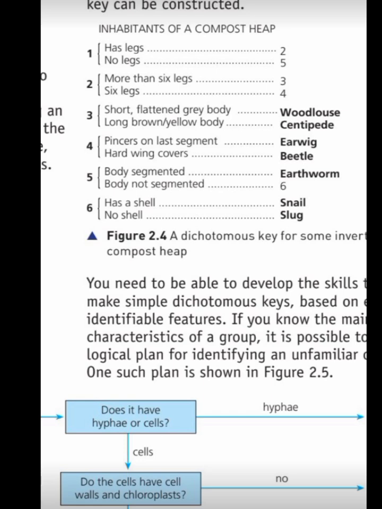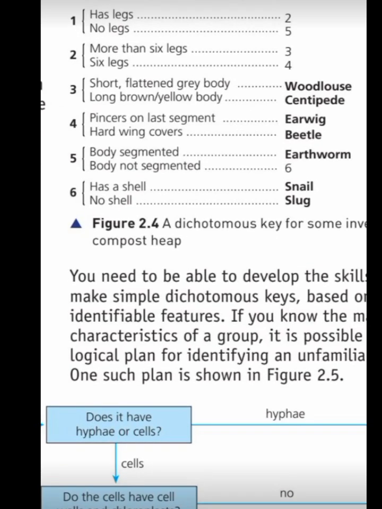Now the second point that we discuss: it has 6 legs. On 6 legs, we ask whether there are pincers on the last segment or hard wing covers. The presence of the pincers or hard wing covers helps to identify the insects. If it has pincers on the last segment, it is called an earwig, and if it has hard wing covers, then it is known as a beetle. In this way we will identify this.